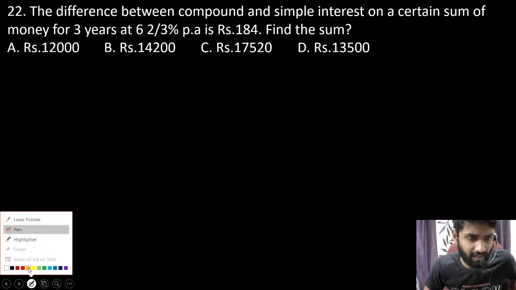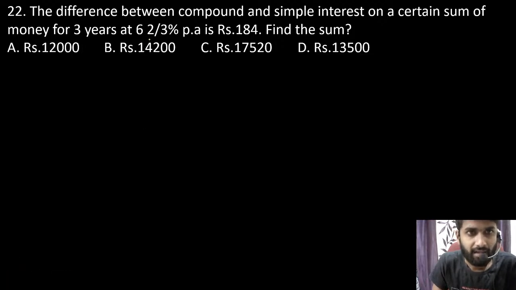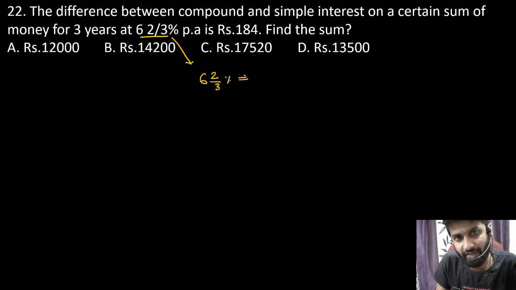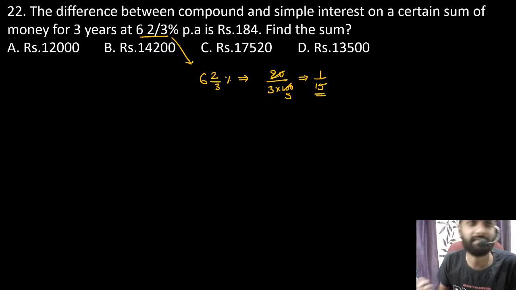Don't go with the formula, guys. How am I doing this now? First of all, 6 2/3 percent: the value becomes exactly equal to 1/15. Six 3s are 18, plus 2 is 20, so 20/3 percent is 1/15. This is the first important point.